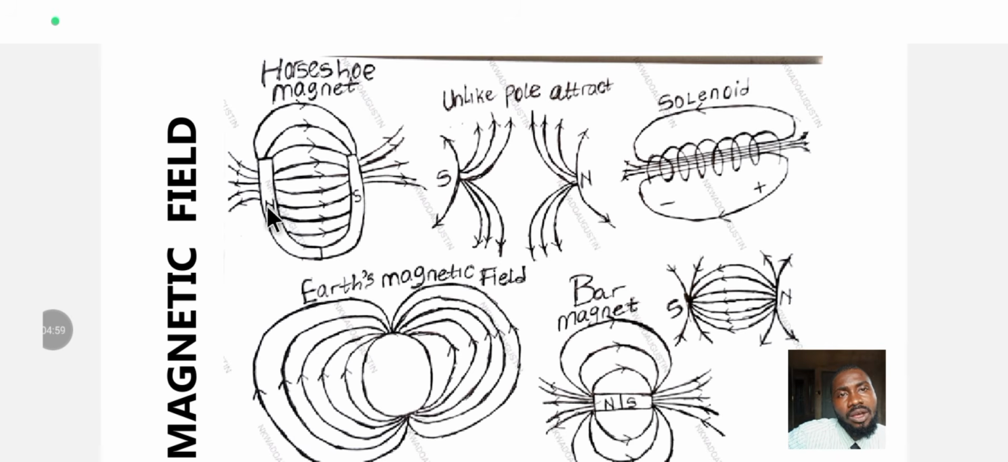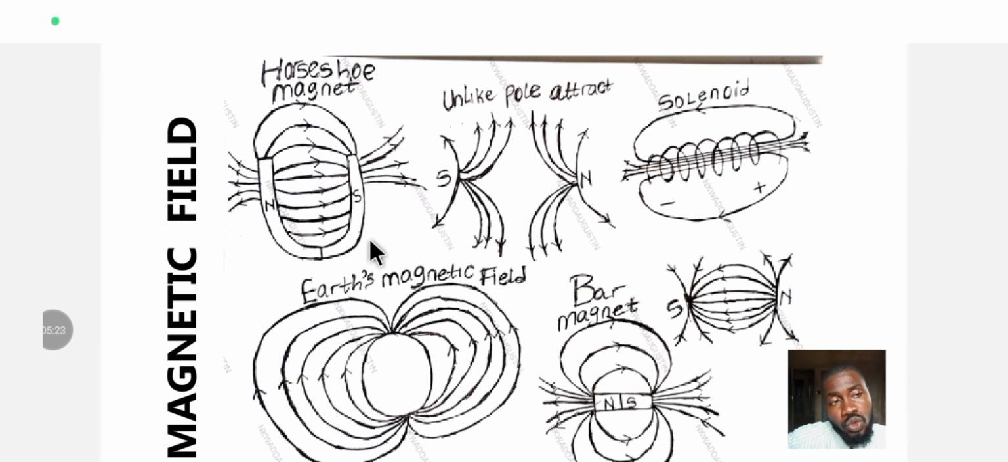Where you have the north pole and the south pole, they attract, but they repel where you have similar poles. The horseshoe magnet is that magnet that is shaped like a U. All right. So remember that in magnetism, like poles repel, unlike poles attract.